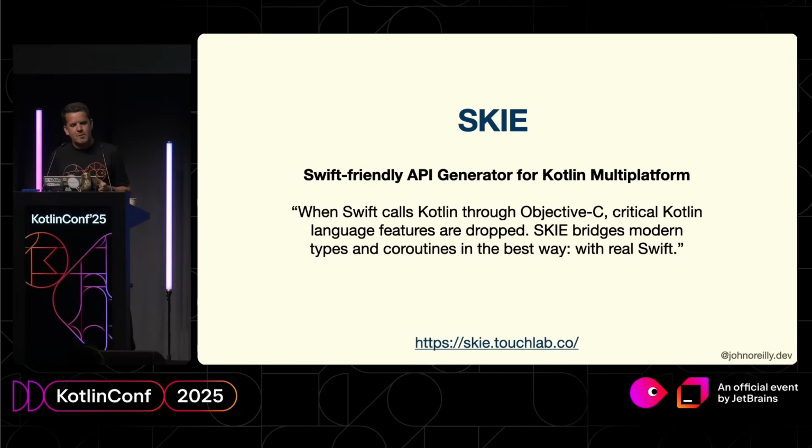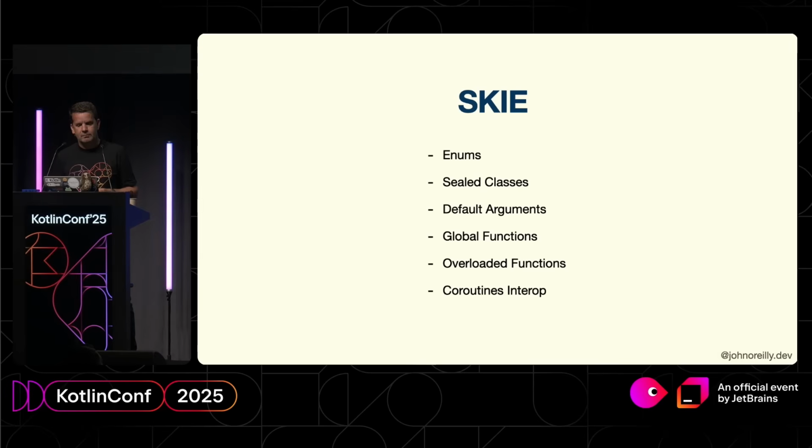We mentioned some of the disconnects that exist when using the default approach for mapping between Kotlin and Swift. And one popular third-party solution that's emerged to address this is SKIE, standing for Swift Kotlin Interop Enhancer. It's one of a suite of solutions that Touchlab have developed for KMP that have become indispensable. Included in what SKIE provides is support for enums, sealed classes, as we mentioned earlier, default arguments, global functions, overloaded functions, and coroutines interop, which we'll talk about in more detail in the concurrency section later.